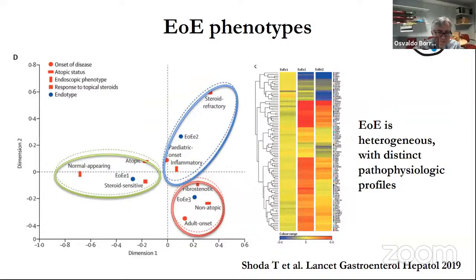We have a specific phenotype, but it seems we also have a specific endotype, based on genetics and gene expression. It was published last year that we can have two different endotypes. The first group has atopic patients who are very sensitive to the treatment, mainly in the pediatric age. In the pediatric age, we can also have some steroid-refractory patients; this is the second endotype. In adults, the endotype is mainly characterized by non-atopic patients and fibrostenotic abnormalities.